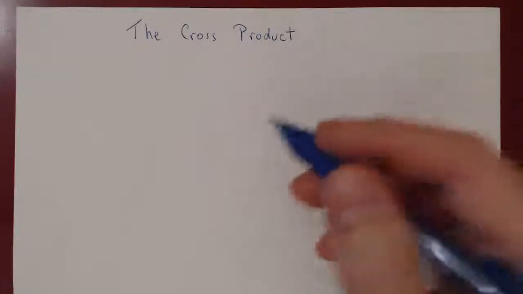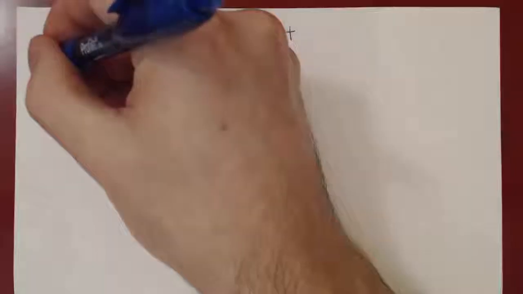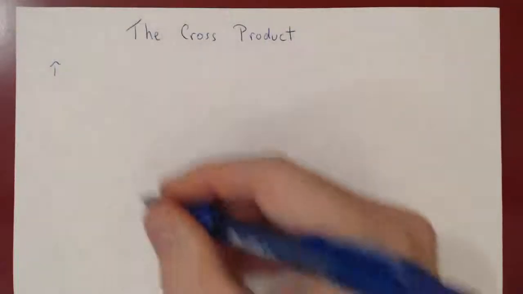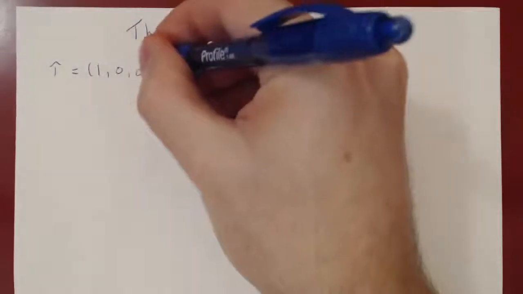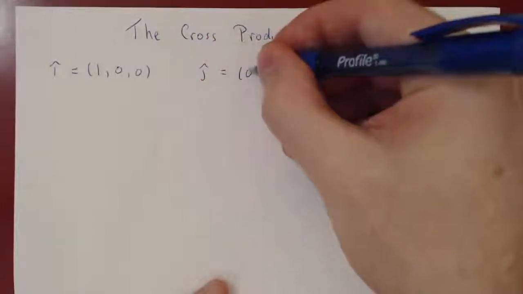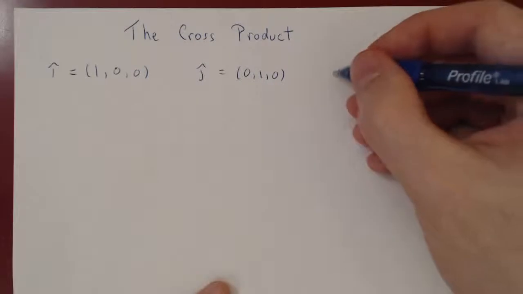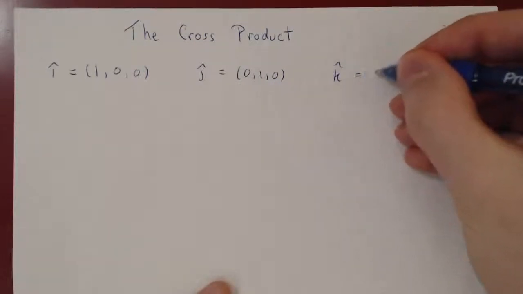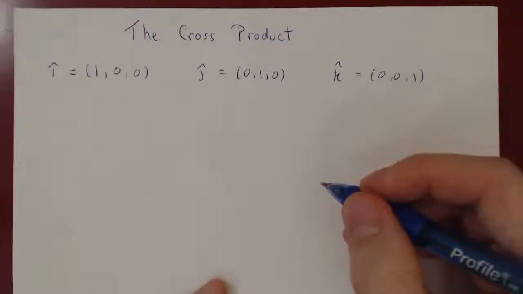If you remember, R3 is the three-dimensional space, and we have three fundamental vectors. There's a vector i hat, which gives us the x-axis, so it's the vector 1, 0, 0. There's the vector j hat, given by 0, 1, 0, so this vector gives us the y-axis. And there's a vector k hat, which is 0, 0, 1, which gives the z-axis.